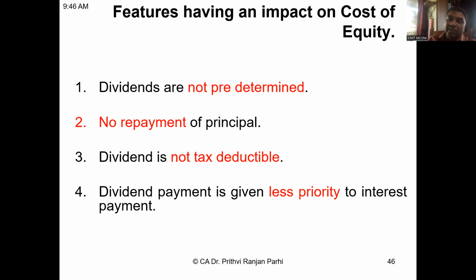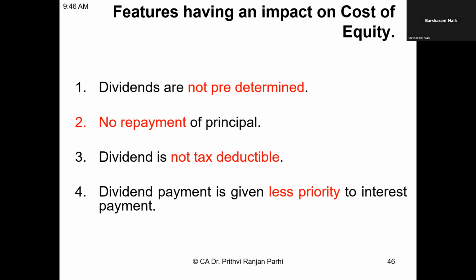And in case of equity, one more thing is that there is no repayment of principal. The company or the business need not repay the equity part. In case of debt, it has to be repaid at the end of the term. So these are the two major concepts. And the next concept about cost of equity is that dividend is not tax deductible.